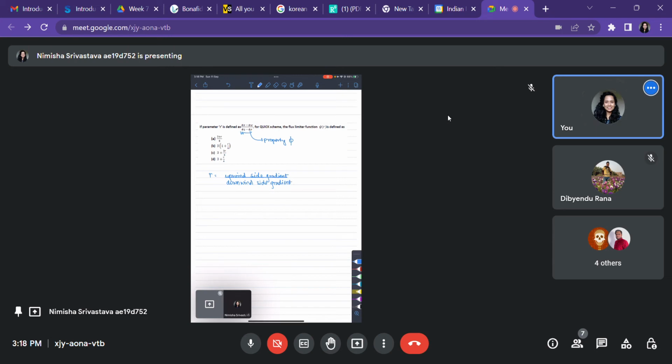So in this case, what it is asking us: if a parameter R is defined as this quantity for the QUICK scheme, the flux limiter function is defined as. So this was given in the lectures.